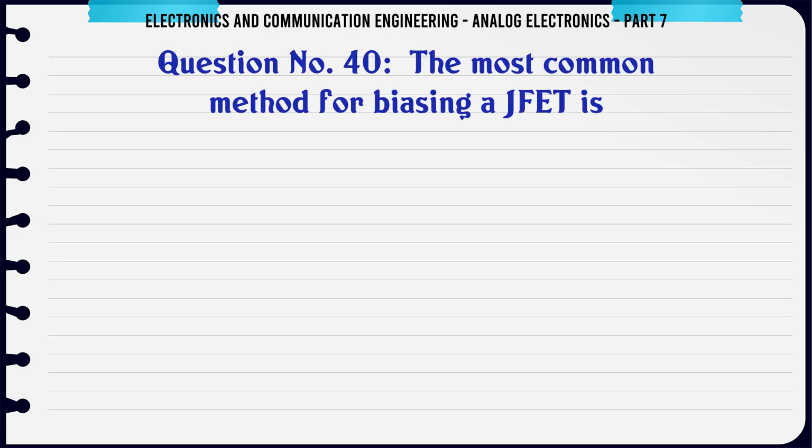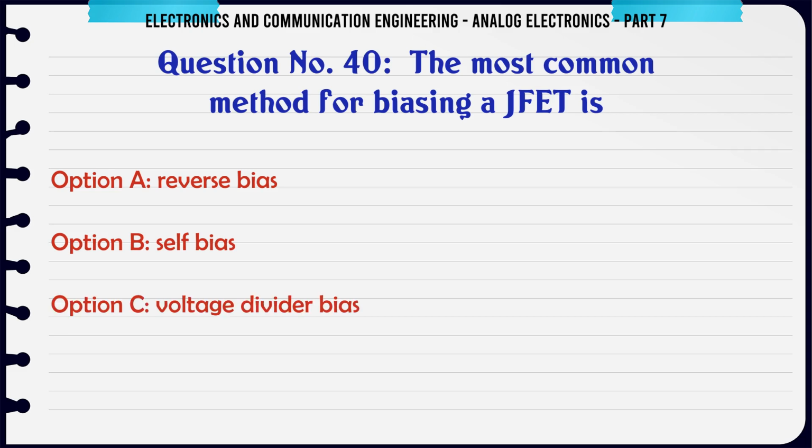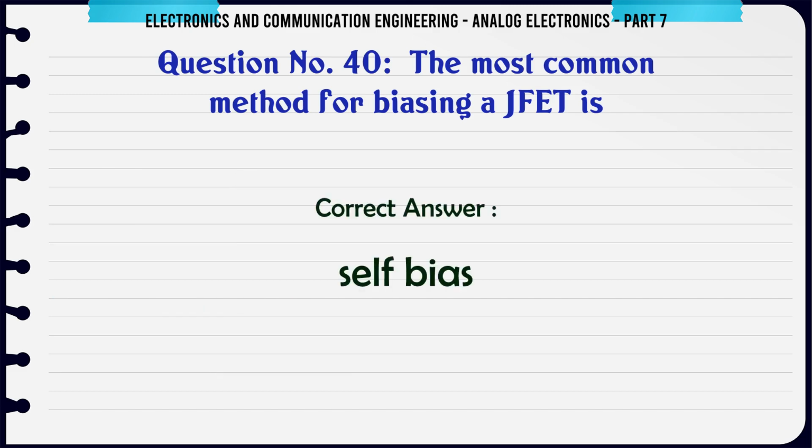The most common method for biasing a FET is: A. reverse bias, B. self-bias, C. voltage divider bias, D. none of the above. The correct answer is self-bias.